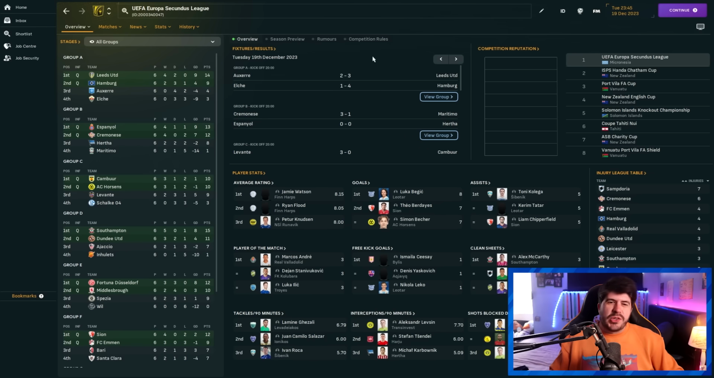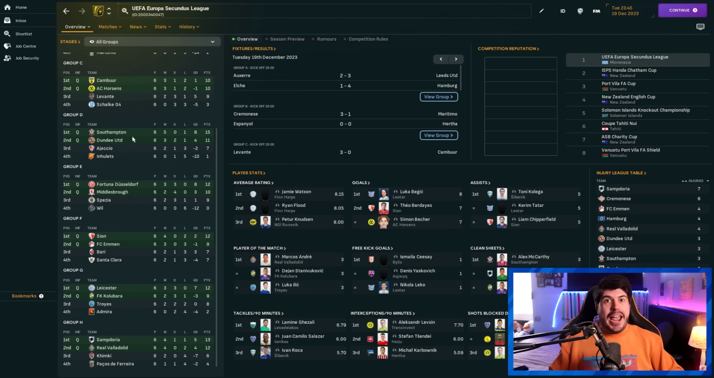So after the last match day, Leeds actually don't end up winning every game. They seem to drop off a little bit towards the end, but they were already through. Hamburg joined them in the next round as well. Espanyol and Cremonese, obviously. Canberra, again, nearly bottle it towards the end there, and AC Horsens actually get through with a negative goal difference. Southampton and Dundee United getting through. Big up the Dundee United massive.